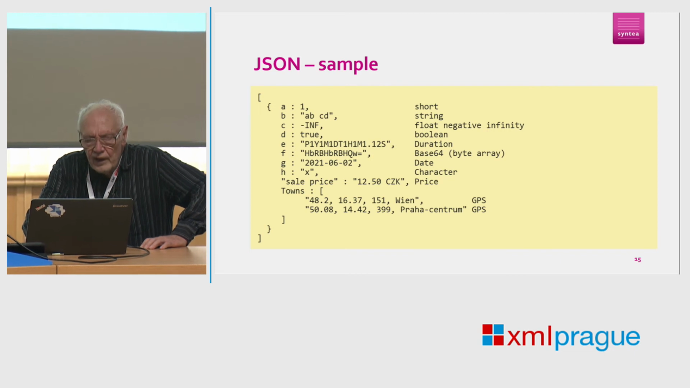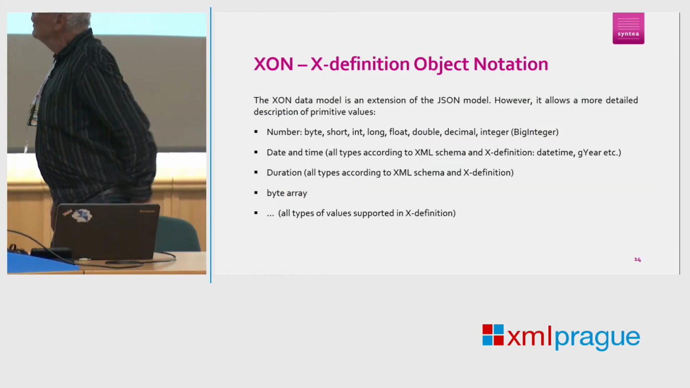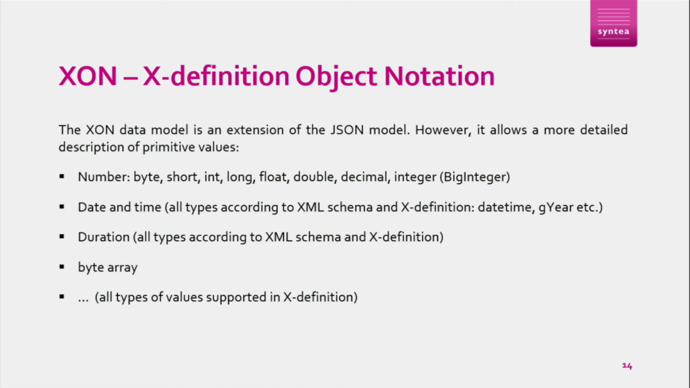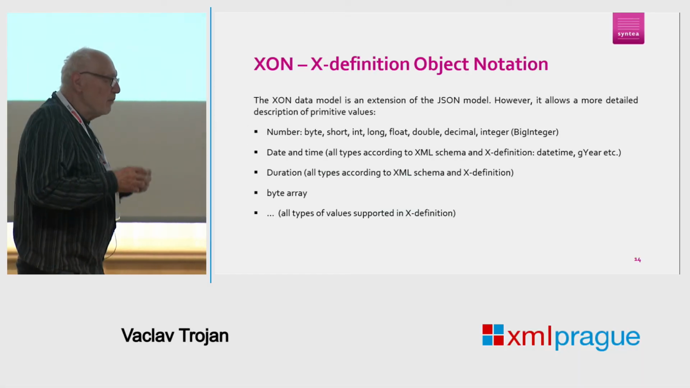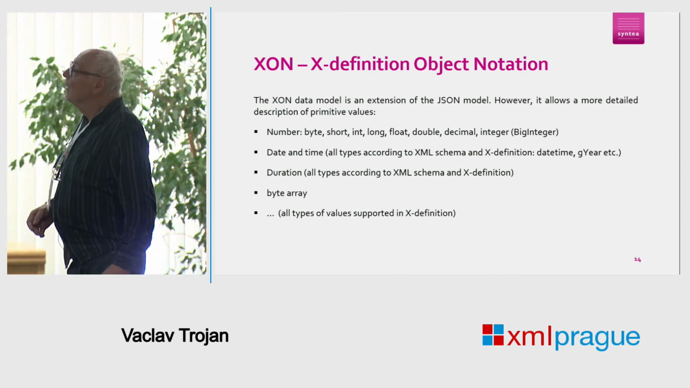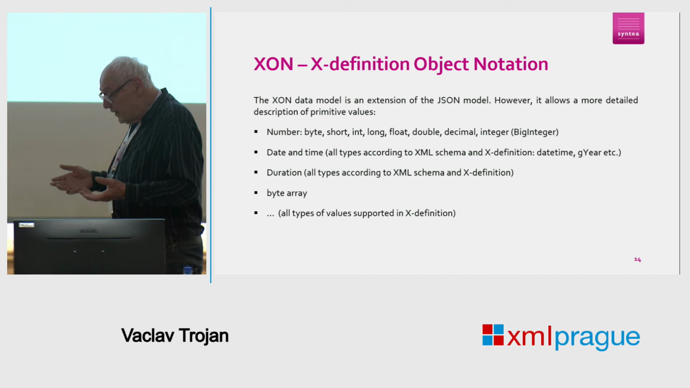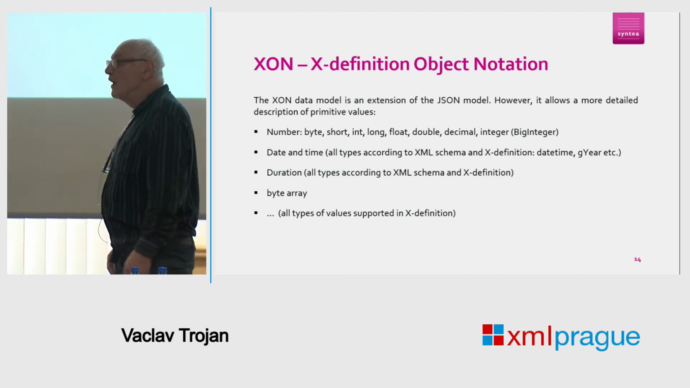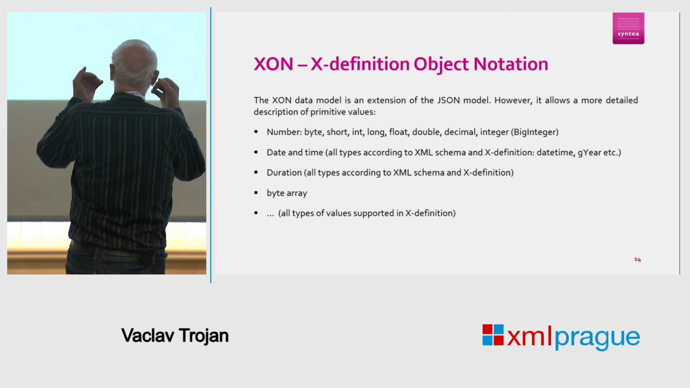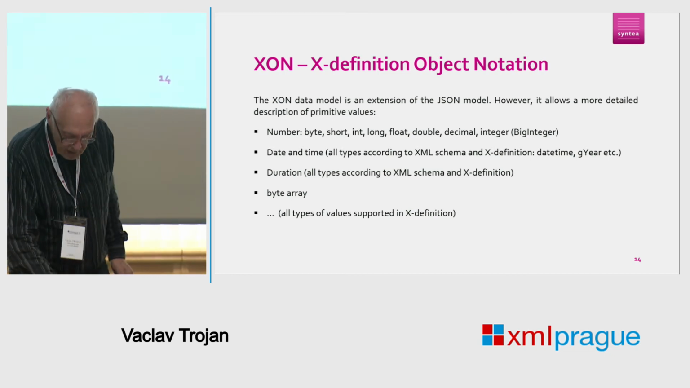No. Now let's say something about XON. The XON is a data model which is extending the JSON. It's exactly like JSON, but numbers can be described in detail. A number can be integer, can be byte, short, long, double, float, and so on. Or it can also be date times, durations, and many other types of values. So XON is describing all data types which are supported by XML.